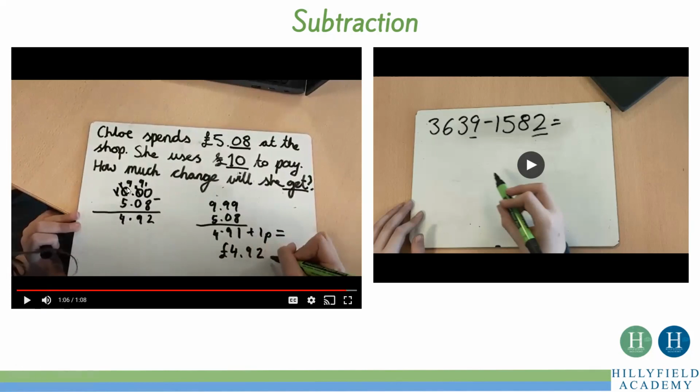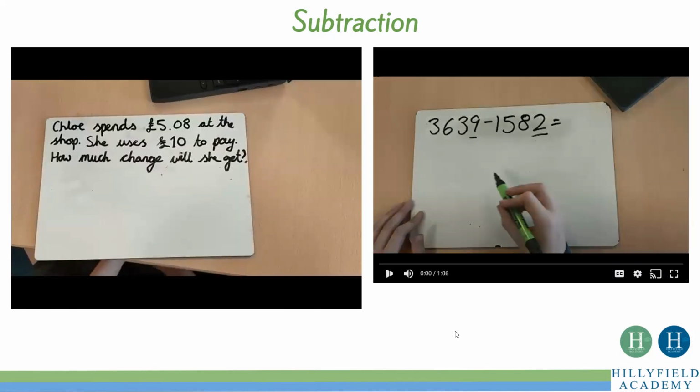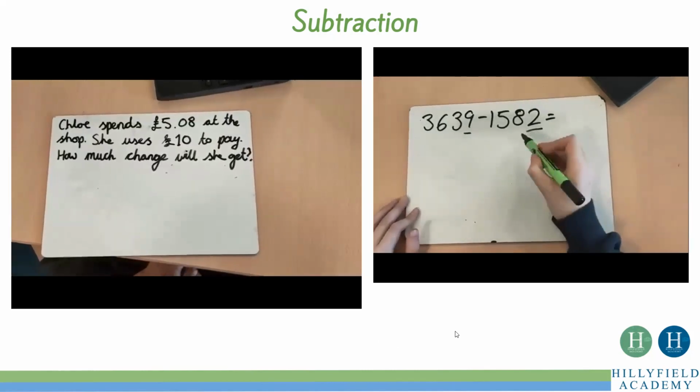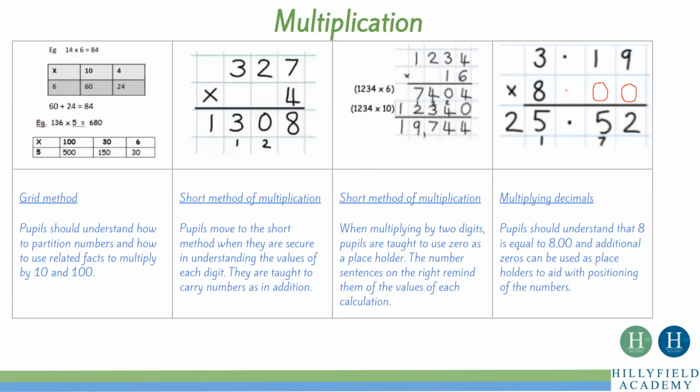They know that they'd have to exchange across each one of these digits, so they can use a different technique there. And they're applying their knowledge to see, what is this word question asking me? They know that it's asking for subtraction. So moving on to multiplication.